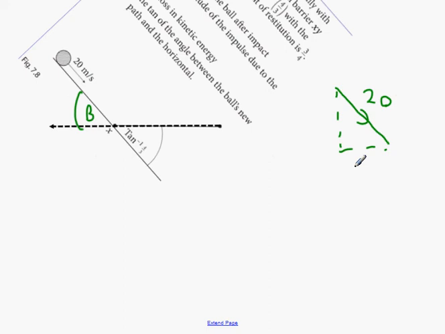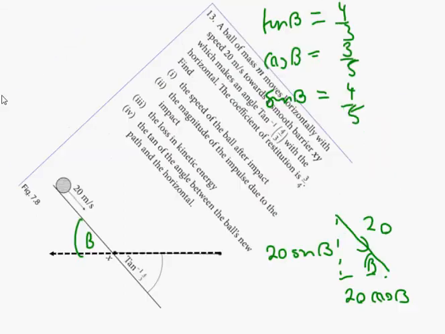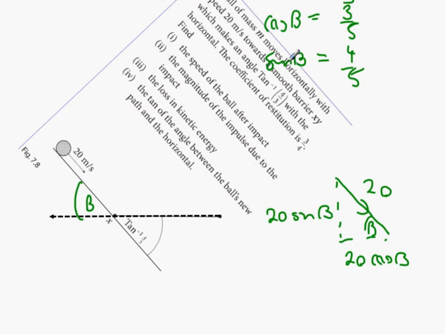I'm going to break it up into 20 cos B and 20 sin B. This is where your projectiles comes in handy. What do we say sin B is? 4/5, so 16, and what's the other one? 3/5 of 20? 12.